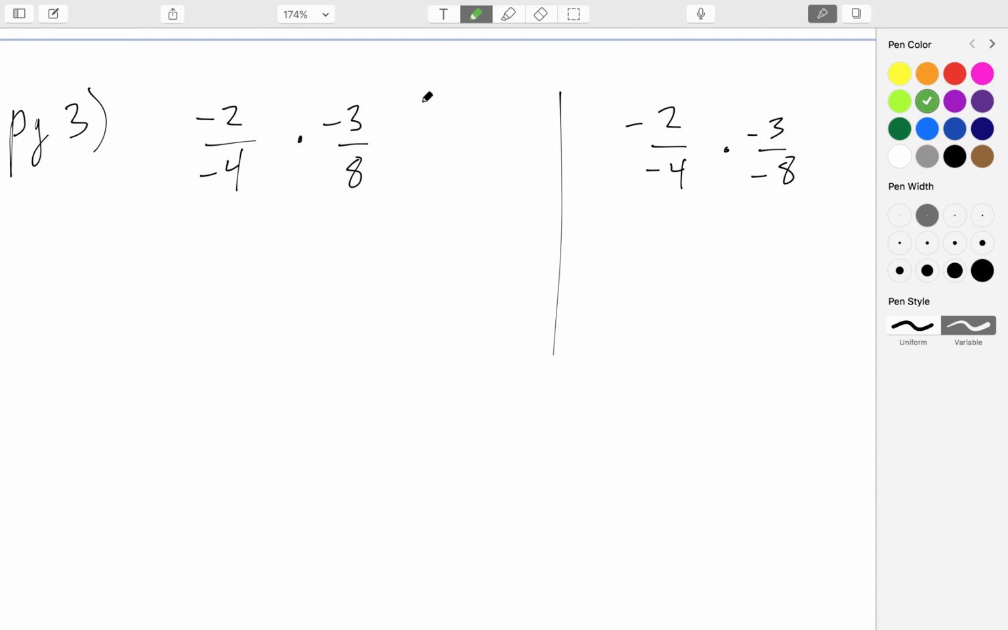Okay, hopefully you tried this out. So now we're going to multiply across. What is a negative times a negative? Positive. Notice I do the sign first. So I'd say, what is a negative times a negative? And that is how I got the positive.